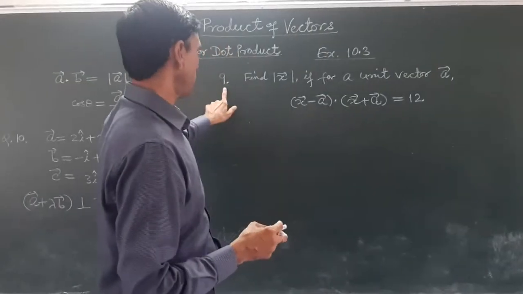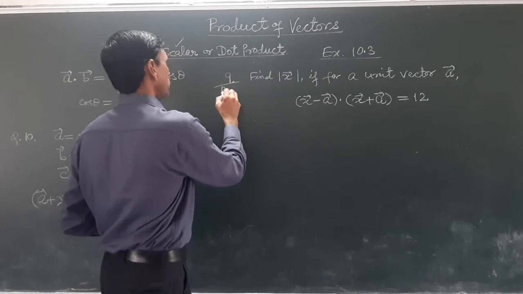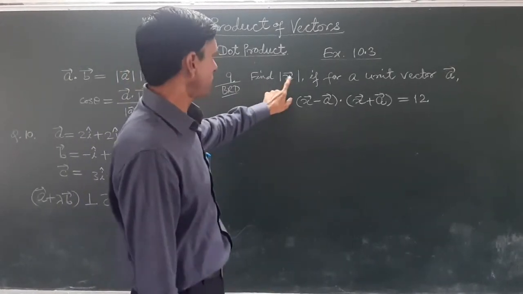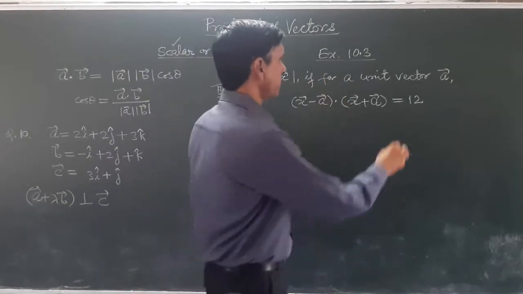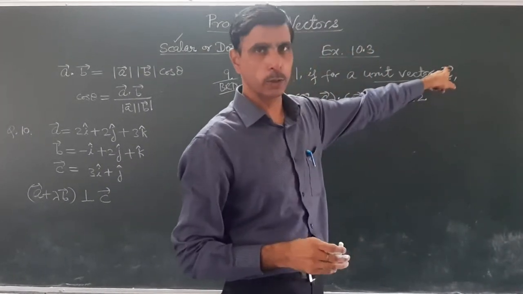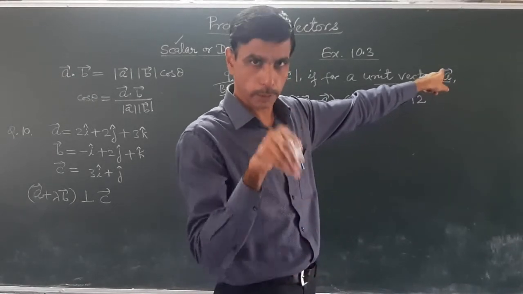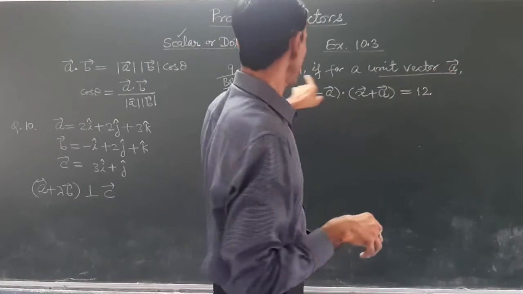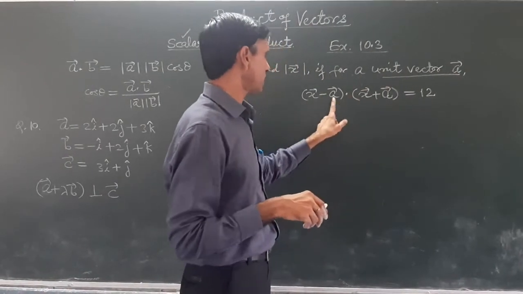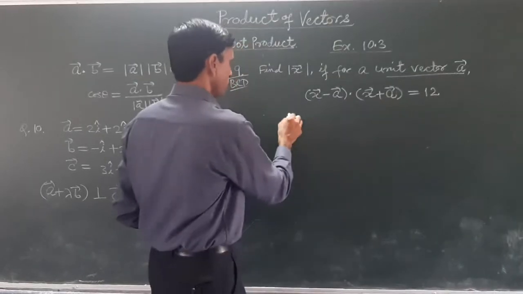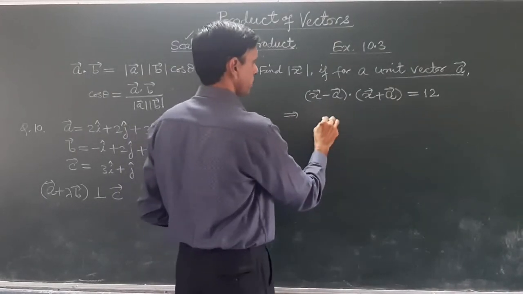दिस इज क्वेश्चन नंबर 9. ये बोर्ड एग्जाम का क्वेश्चन है, आया हुआ 1 मार्क. फाइंड मैग्नीट्यूड x इफ फॉर अ यूनिट वेक्टर a. ध्यान दीजिएगा, कैप नहीं लगा, एरो है. यूनिट वेक्टर में क्या होता है, बट लिख तो रहा है यूनिट वेक्टर, वी हैव टू कंसीडर और यूनिट वेक्टर a: x minus a dot x plus a is equal to 12.